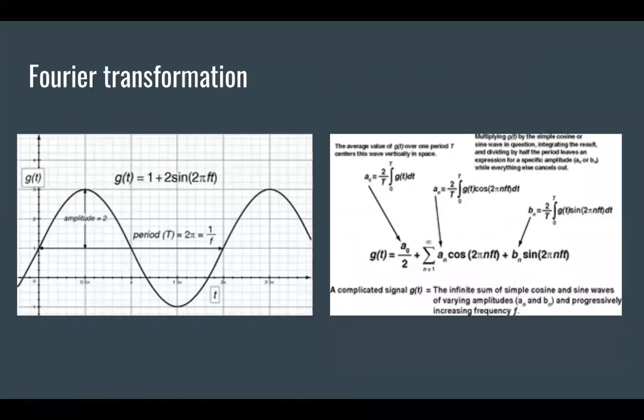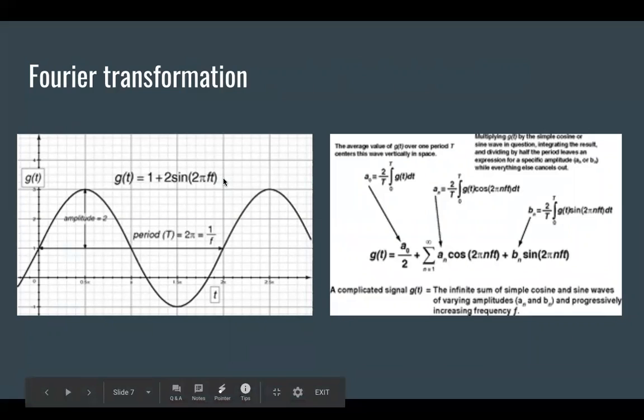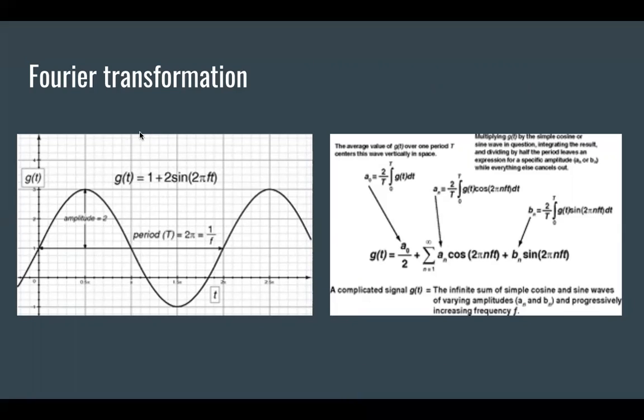Fourier transformation. A Fourier transformation is a mathematical transformation that decomposes a function into its constituent frequencies. The equation in the first picture is the simplest equation for waves of the same amplitude. But as the waves begin to vary in amplitude, the equations become more complex, using the sum of sine and cosine to increase frequency. And this right here, g(t) equals 1 plus 2 sine times 2 pi ft, is the main equation used. But as I said, it gets more complex and it starts to vary with the sum of sine and cosine depending on the amplitudes.